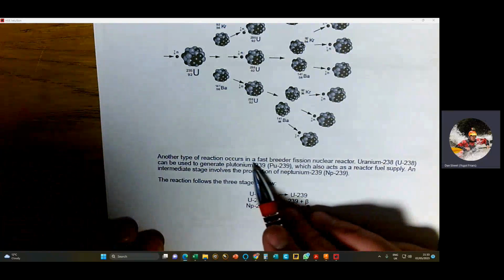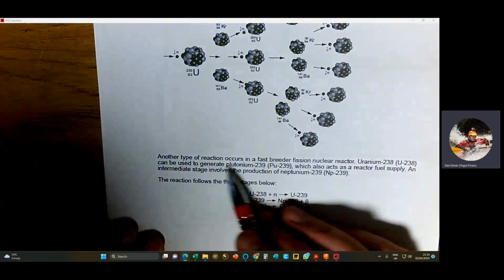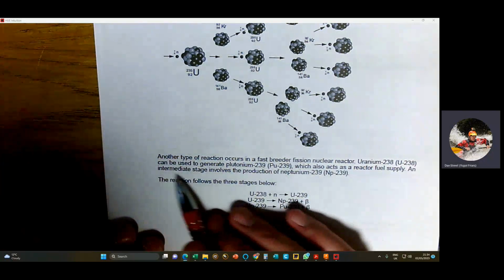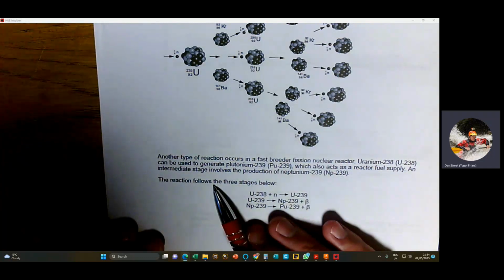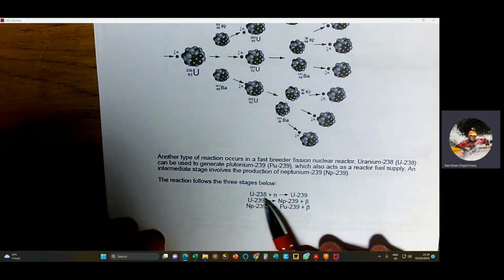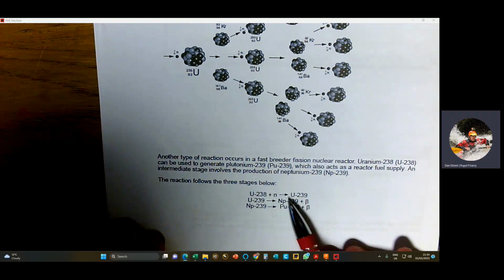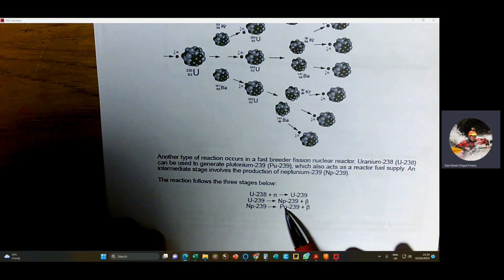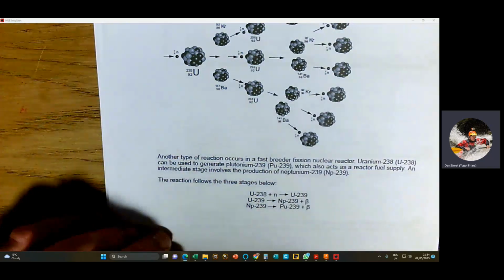So another type of reaction occurs in a fast breeder fission nuclear reactor. Uranium-238 can be used to generate plutonium-239, which also acts as a reactor fuel supply. An intermediate stage involves the production of neptunium-239. The reaction follows the 3 stages below. So we can see that uranium-238, if you add a neutron to it, becomes uranium-239. Uranium-239 becomes neptunium-239 plus a beta particle, and then neptunium-239 becomes plutonium-239 plus another beta particle. So this page here is all for information, and it may or may not be asked on in the next part of the question.